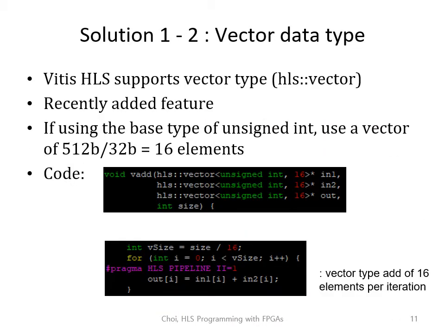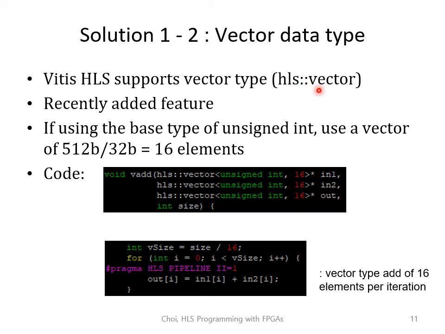There is another way of widening the bus data bitwidth. You can use a vector type for the top function argument. So Vitis HLS has recently started supporting the vector type. You can use the hls::vector.